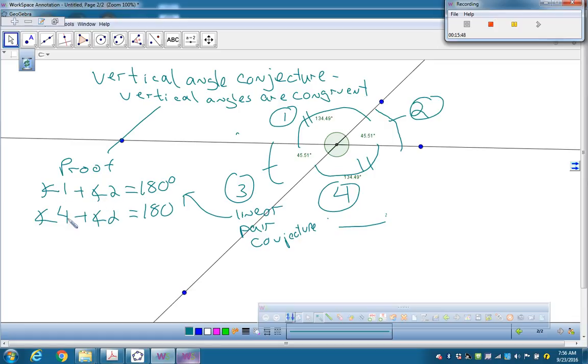What has to be true about 1 plus 2 and 4 plus 2? If they're both equal to 180, what's got to be true about these two angles added together and these two angles added together? Well, yeah, they're 360, but they're equal to each other, okay? So if this is 180 and this is also 180, then it follows, using my deductive reasoning now, angle 1 plus angle 2 is equal to angle 4 plus angle 2, right? So what I'm trying to prove here is that angle 1 is congruent to angle 4. Prove, so prove V, right?